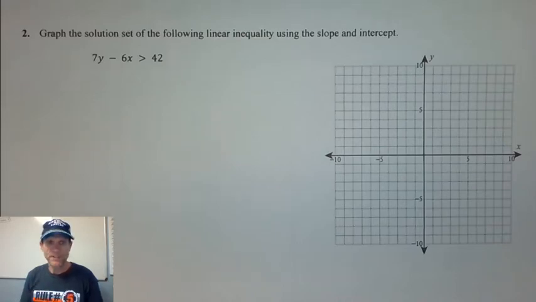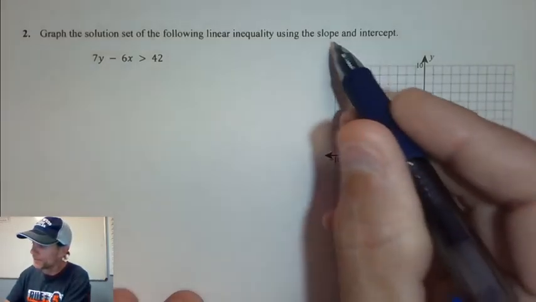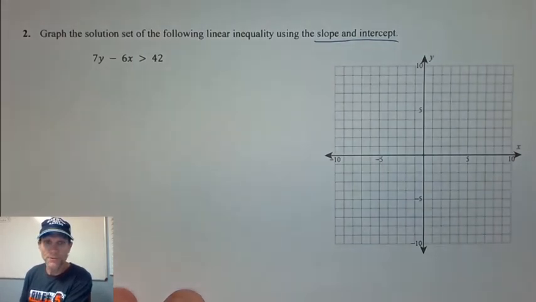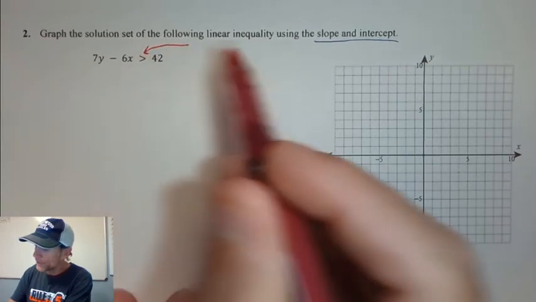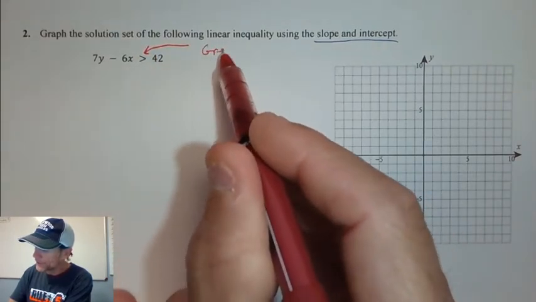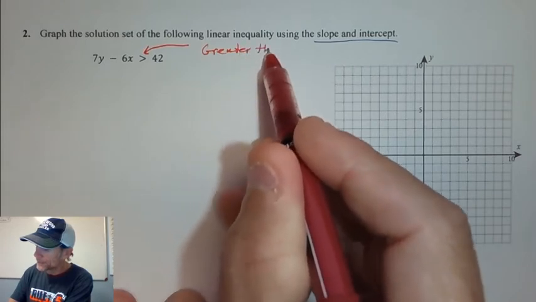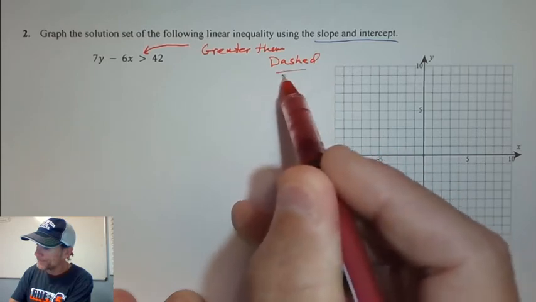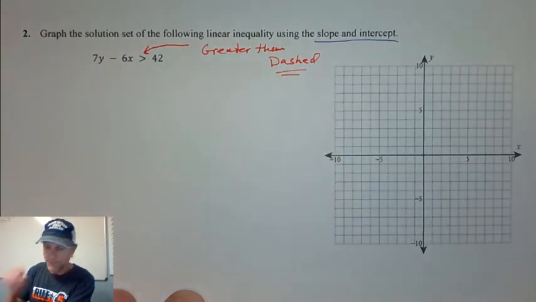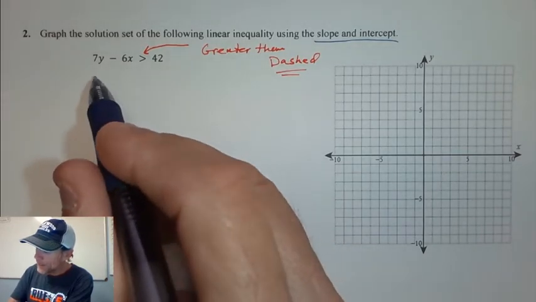All right, looking at the second one in 8.6, it says graph the linear inequality using the slope-intercept method. Okay, so using the slope-intercept method. Let's quickly remember that this notation here, which is the strictly greater than, is going to be a dashed boundary line, because there's no equal sign involved.